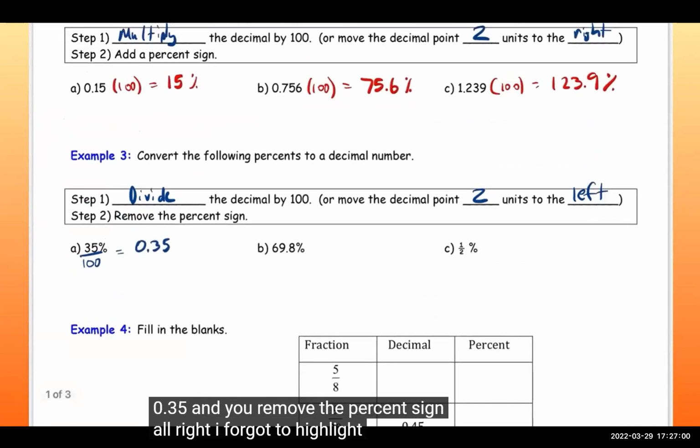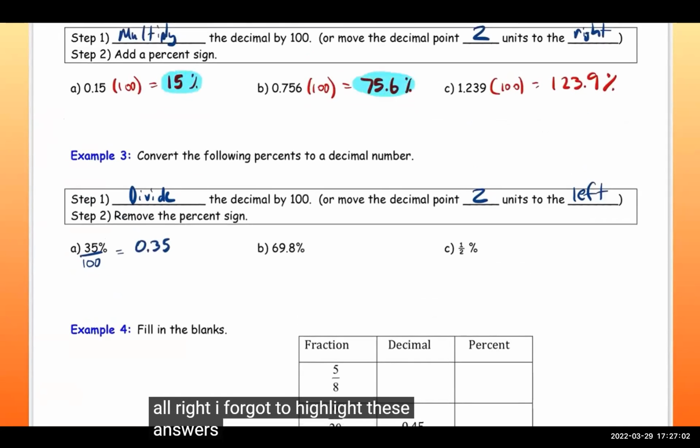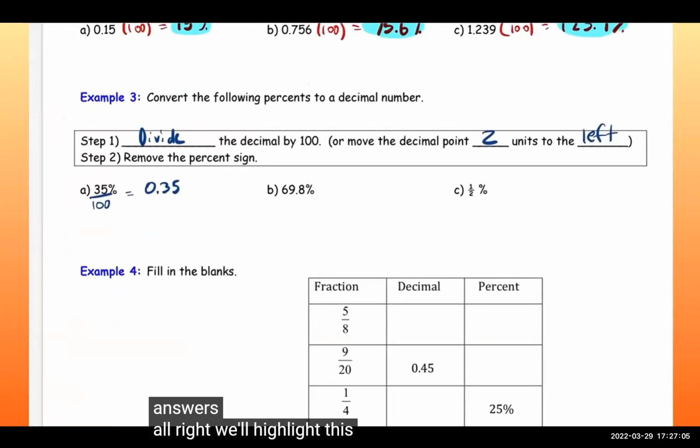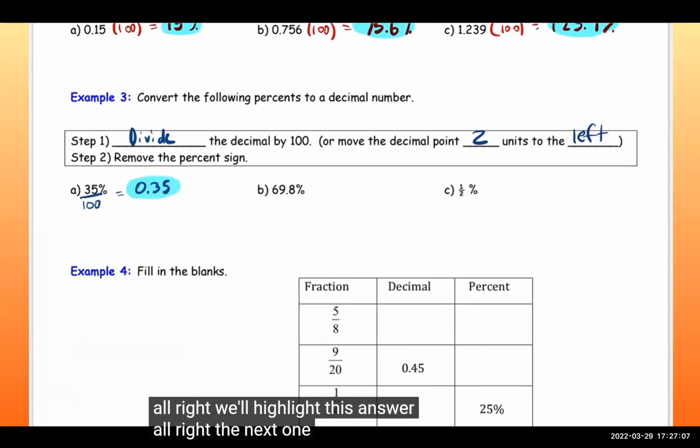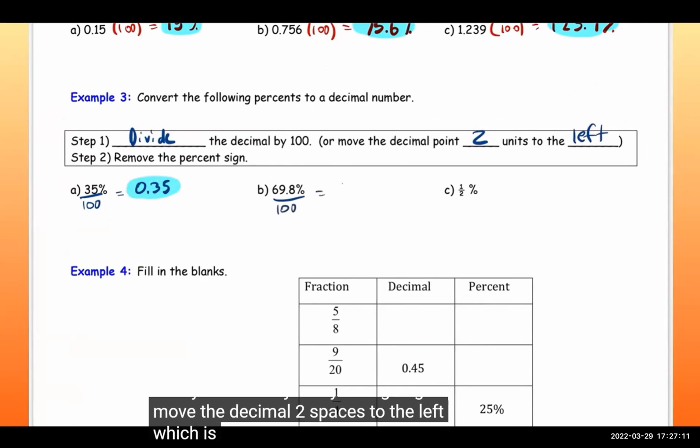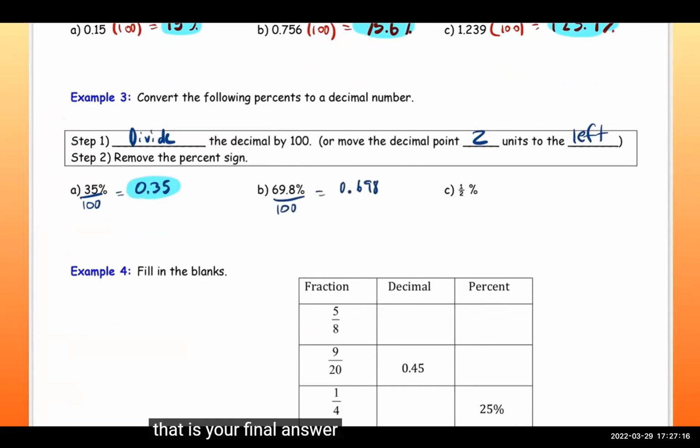All right, I forgot to highlight these answers. All right, we'll highlight this answer. All right, the next one is, if you divide by 100, you're going to move the decimal 2 spaces to the left, which is 0.698. That is your final answer.